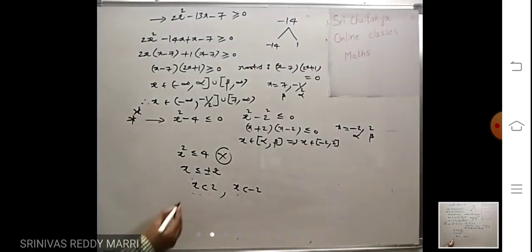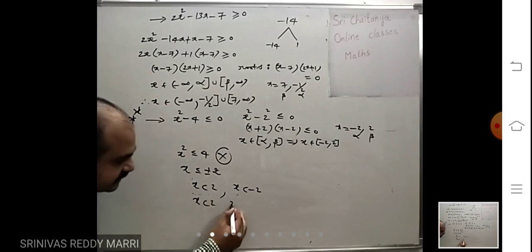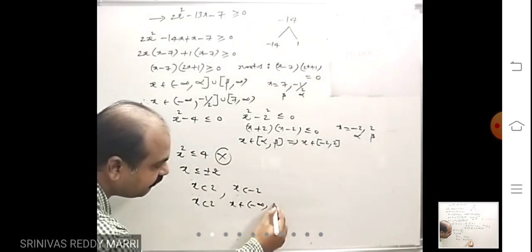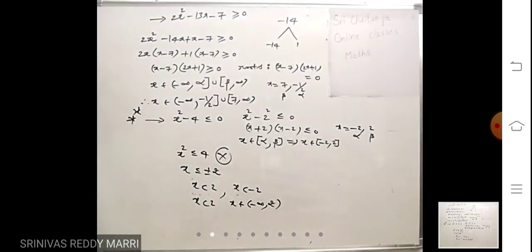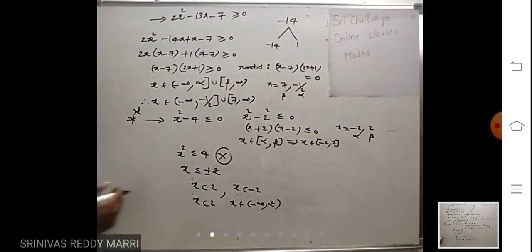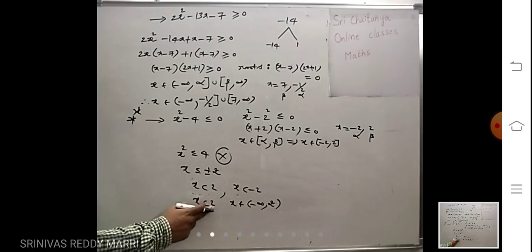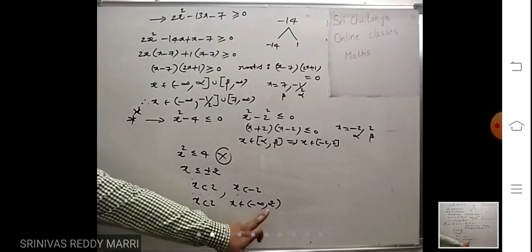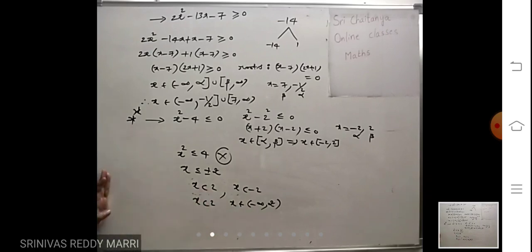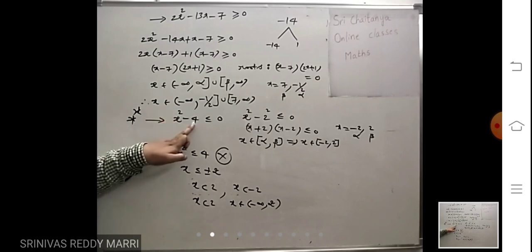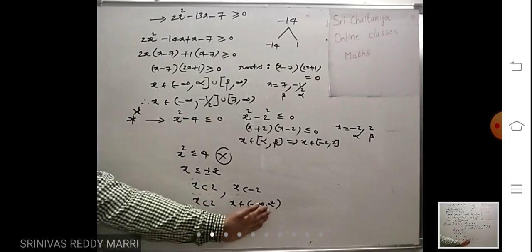Look here, you can easily check. Suppose take x less than 2. X belongs to means what? Minus infinity comma 2. That means all the values less than 2, everything must satisfy. Suppose I am taking, let us say, minus 3. Less than 2 means minus 3 will also be there. X equal to minus 3, you substitute here. What will you get? Minus 3 whole square means 9 minus 4, that is 5, positive, not negative. That means this is wrong.